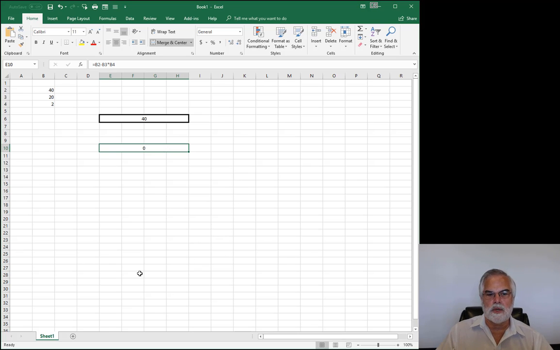So if you're trying to stress that they should do this first, put parentheses around it. The asterisk means multiplication, but the parentheses tells you do me first.